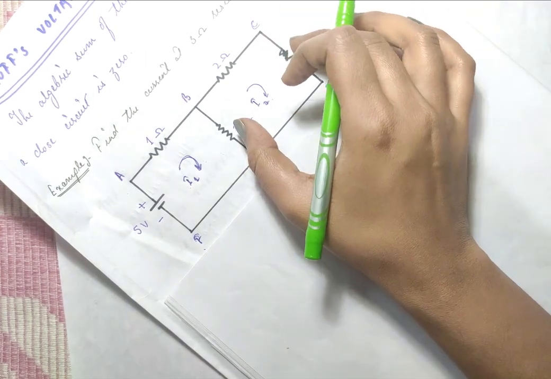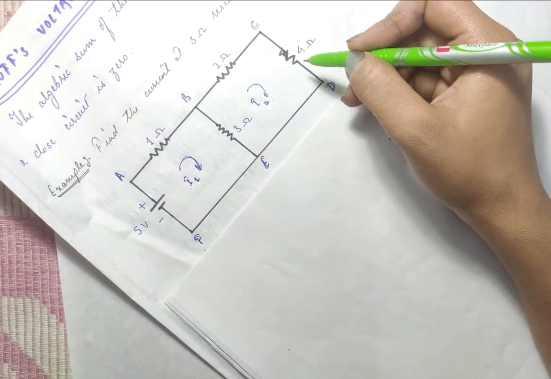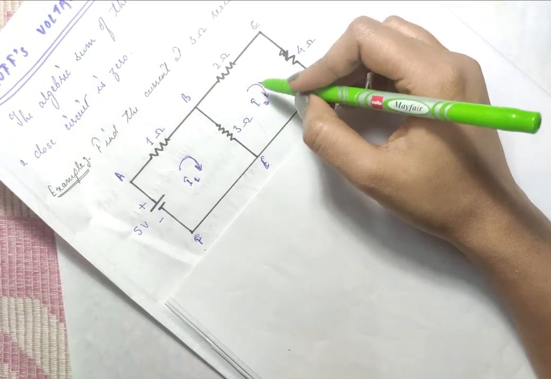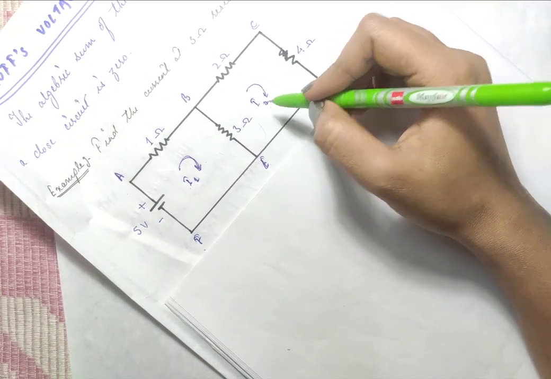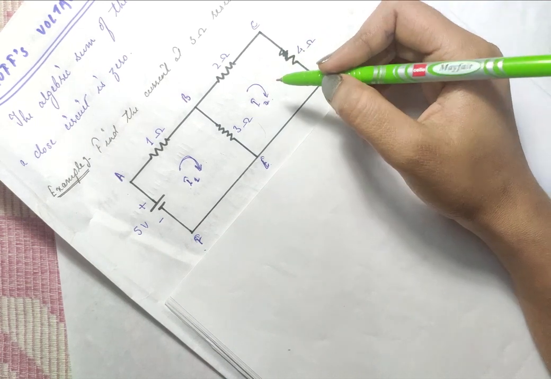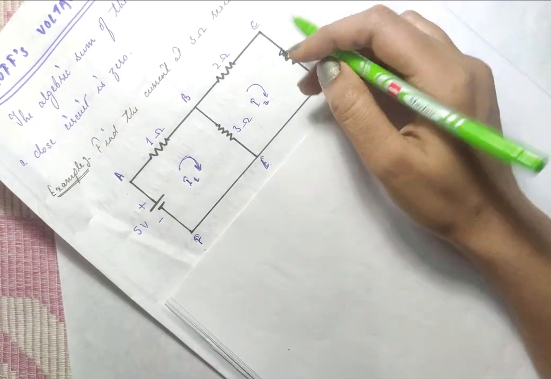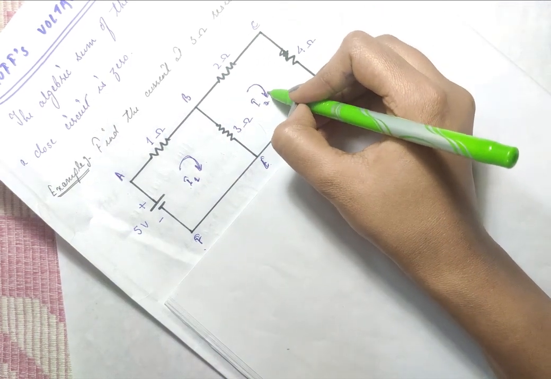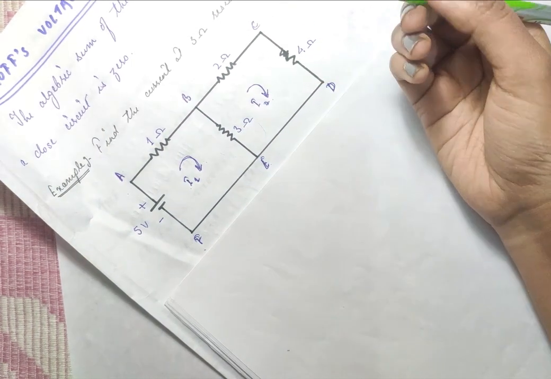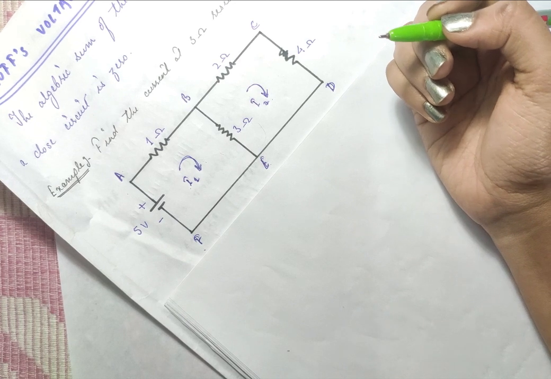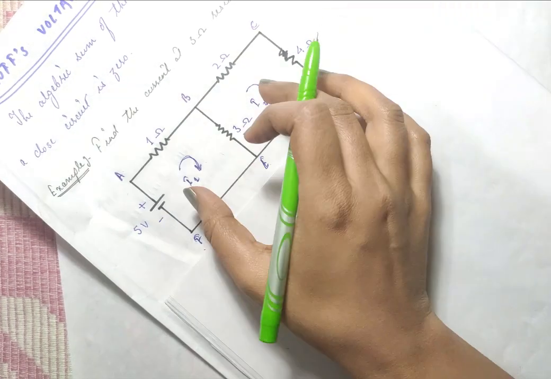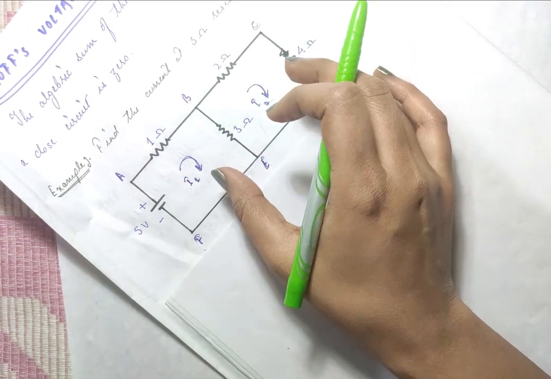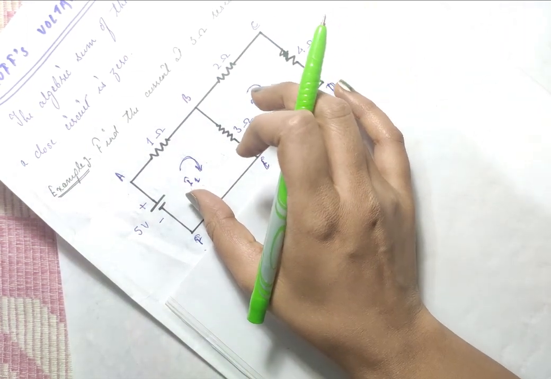Since in the second loop we do not have any voltage source, we can assign the direction of I2 accordingly, whatever we want. But for our own convenience, we will assign it clockwise, as it will help in solving the numericals, because it is convenient for calculation if both the directions are the same.